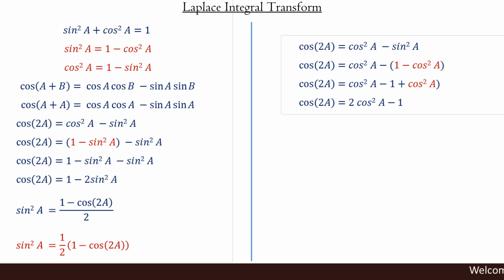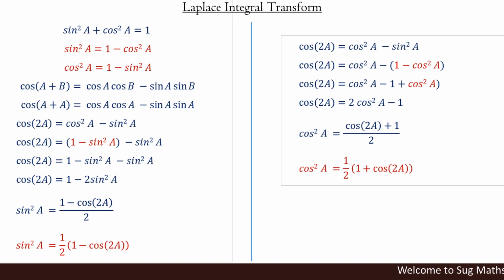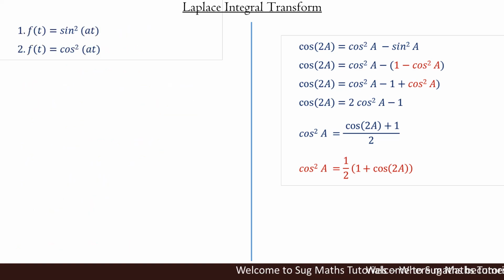We are interested in making cos squared A the subject, okay? So that means we're going to take minus 1 to the other side, then we're going to have cos 2A plus 1, then divide by 2. That is making cos squared A the subject, right? We're going to have cos squared A is equal to, factor out 1 all over 2, 1 all over 2 open bracket 1 plus cos 2A. Good. Now, here we have our function f of t is equal to sine squared at, and f of t is equal to cos squared at.